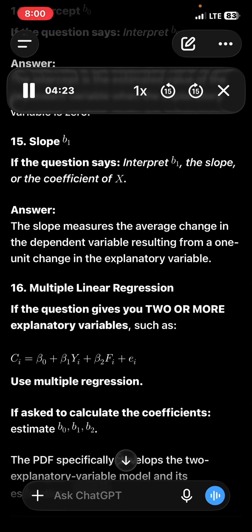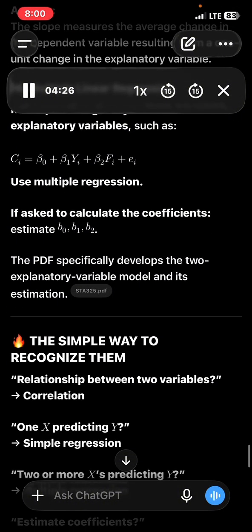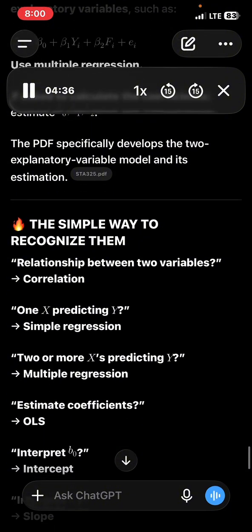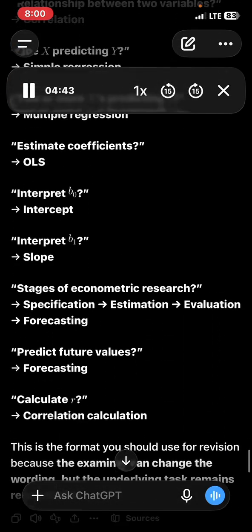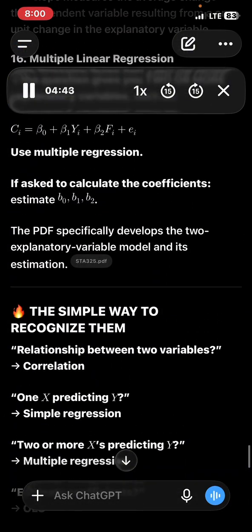16. Multiple linear regression. If the question gives you two or more explanatory variables, such as c_i equals beta_0 plus beta_1 y_i plus beta_2 f_i plus e_i, use multiple regression. If asked to calculate the coefficients, estimate B0, B1, B2. The PDF specifically develops the two explanatory variable model and its estimation. A simpler way to recognize them.